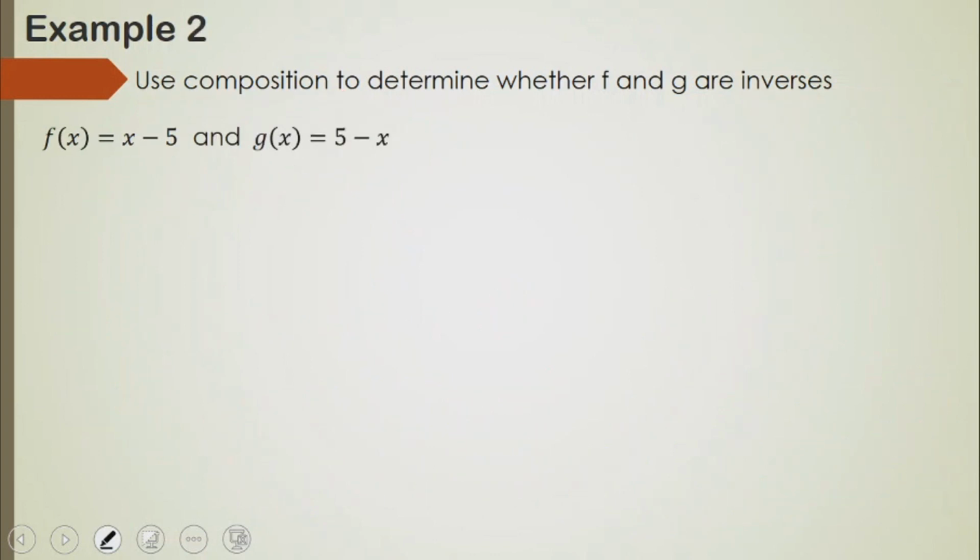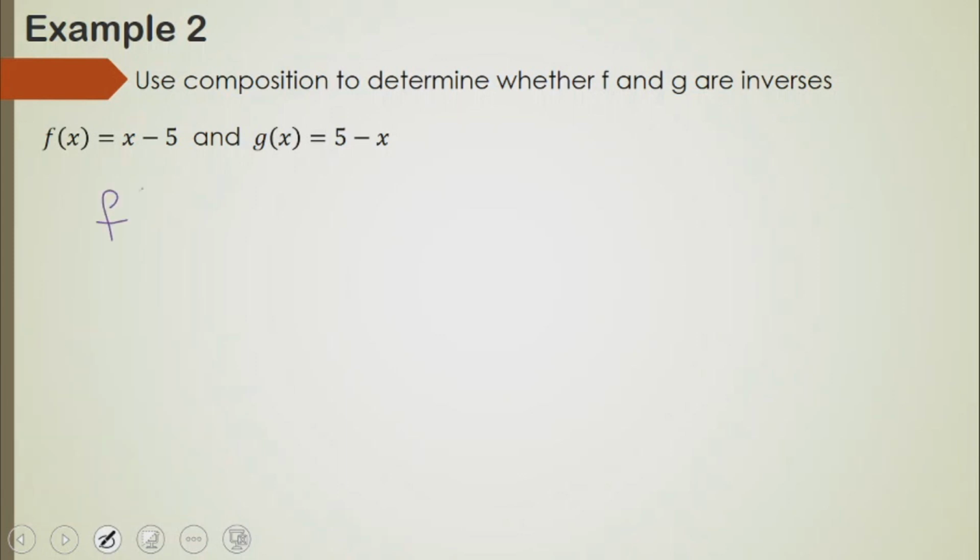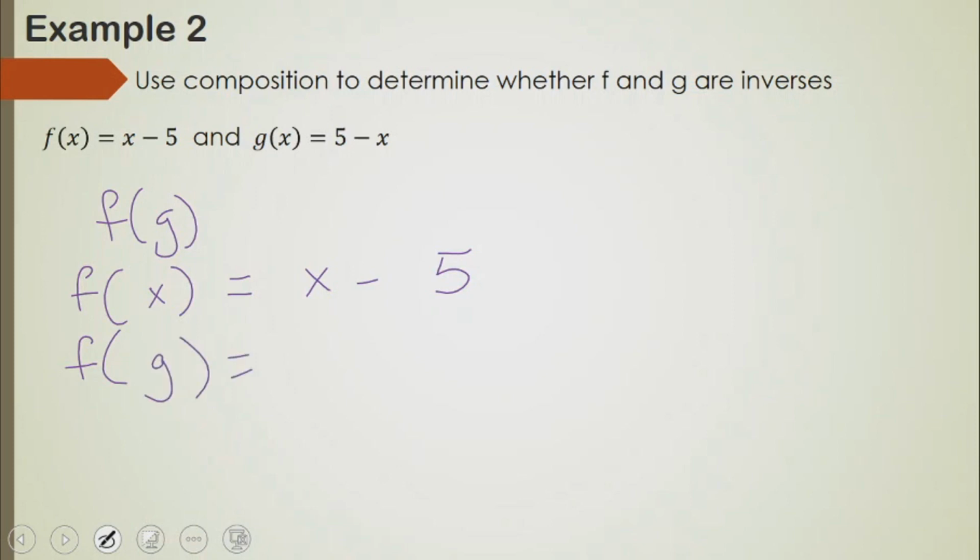So example 2, we want to use the composition of functions to also determine if f and g are inverses. So again, all we need to do here is just to find f of g. So what is our f of g? Our f of x equals x minus 5. Instead of just x, now we want g, so this will be g minus 5. So g is 5 minus x. So f of g is 5 minus x minus 5.